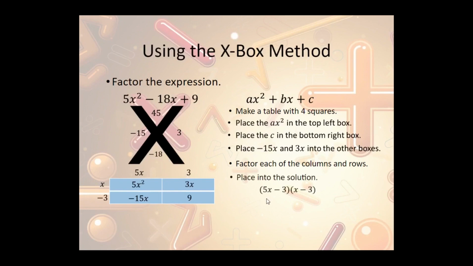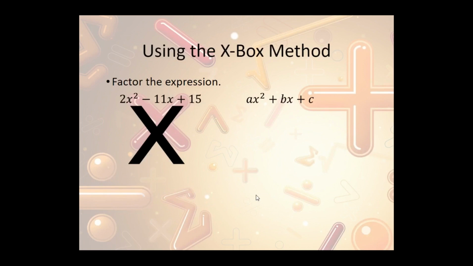And now we're just going to check the signs to make sure they're correct. We know that the signs need to match so that it's 9, which they do here. And we need to make sure that we add up to be negative 18. So this is 5 times negative 3 is negative 15, minus 3 is negative 18. So we did it correctly.